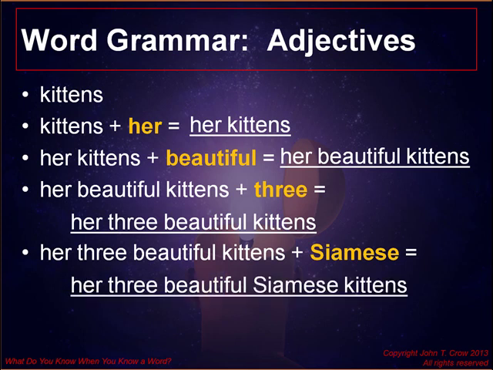Her 3 beautiful Siamese kittens. Now, if we could listen in on everybody that went through this demonstration, we would find that everybody came up with the exact same word order. They solved each of these little problems in the exact same manner. So your speaking brain must know some operative rule that allows it to make these decisions in rapid-fire manner in 100% agreement with every other native English speaker on the planet.